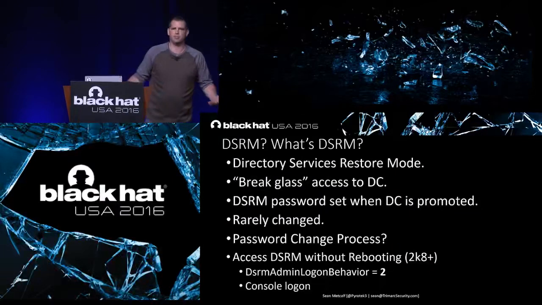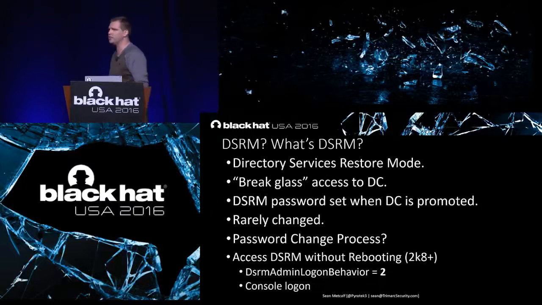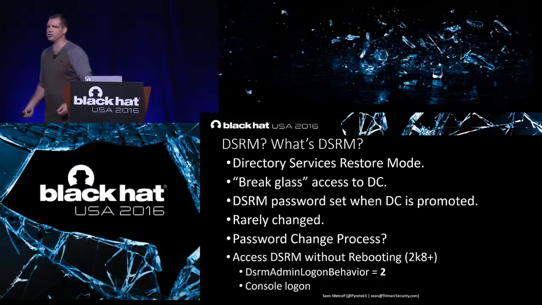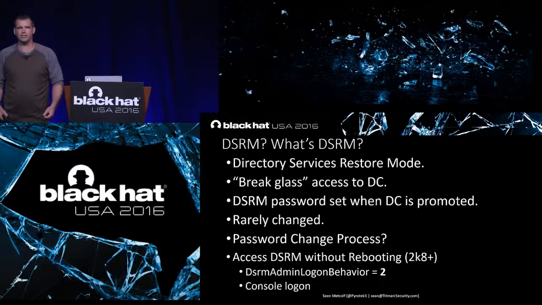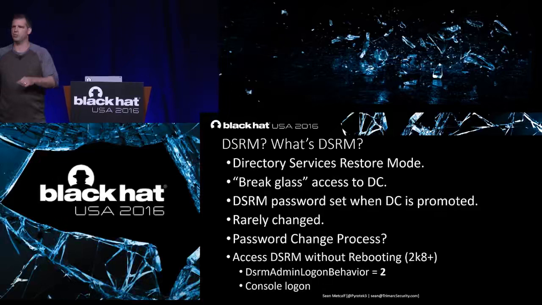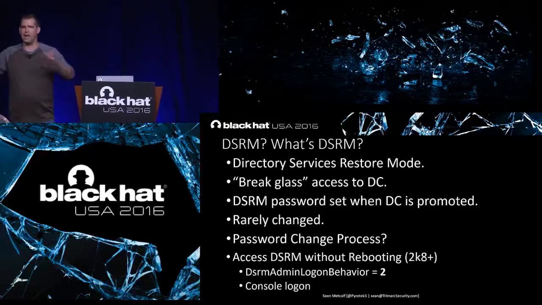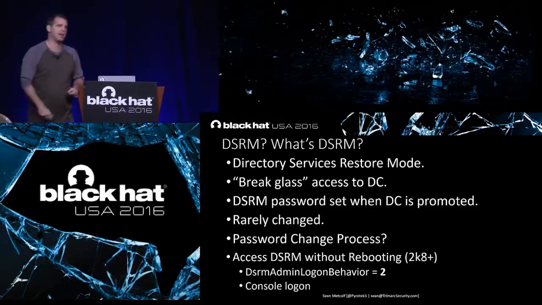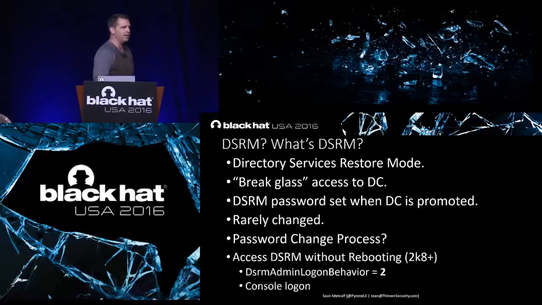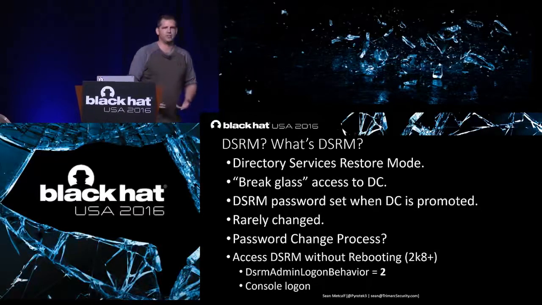So DSRM, Directory Services Restore Mode, is the default administrator account on domain controllers. It is a RID 500 account. It exists on every domain controller. When the Active Directory admin DC promos up a new domain controller, they type in a password for the DSRM, password 1234, click next, next, next, next, next. I have a domain controller, ticket closed, I can go on to do other things. The problem is this password rarely changes.